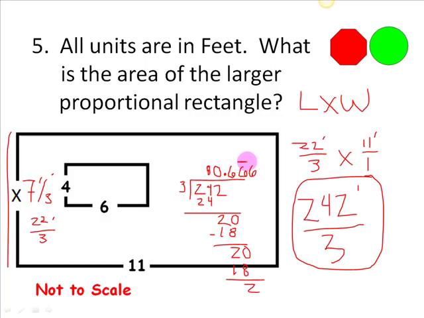So we'll just put 80.666, put a line over that, and we are dealing with feet squared because we're talking about area. So the correct answer is going to be 80.666 feet squared, and this is also 2/3, so we could say that our correct answer is going to be 80 and 2/3 feet squared.